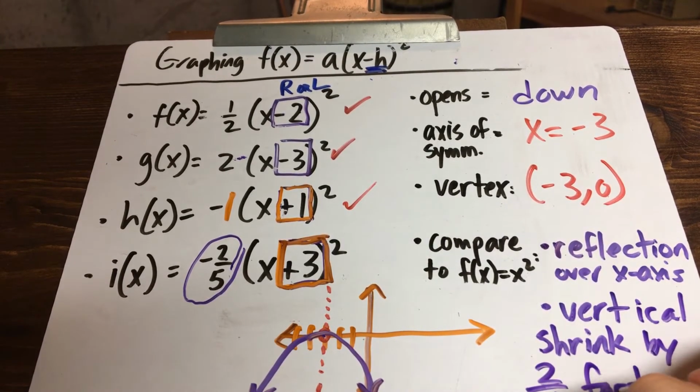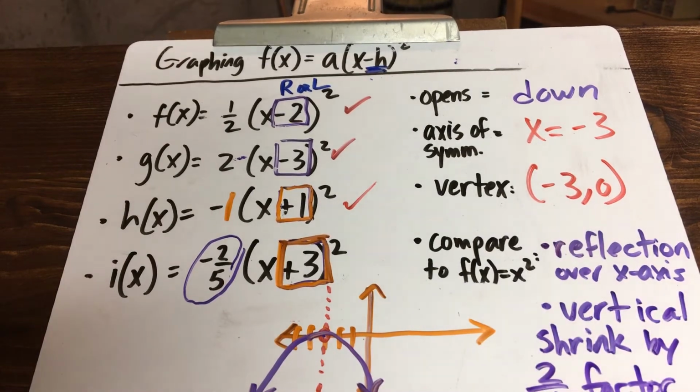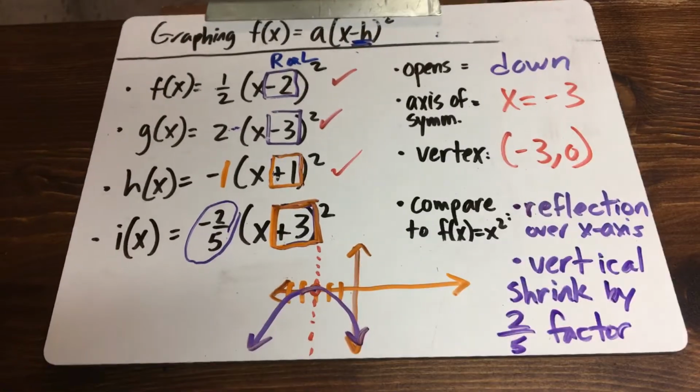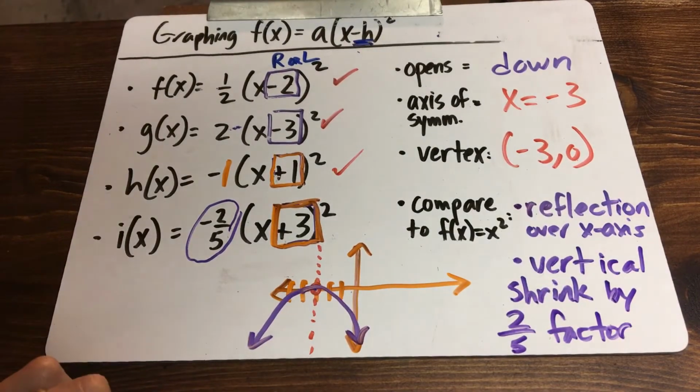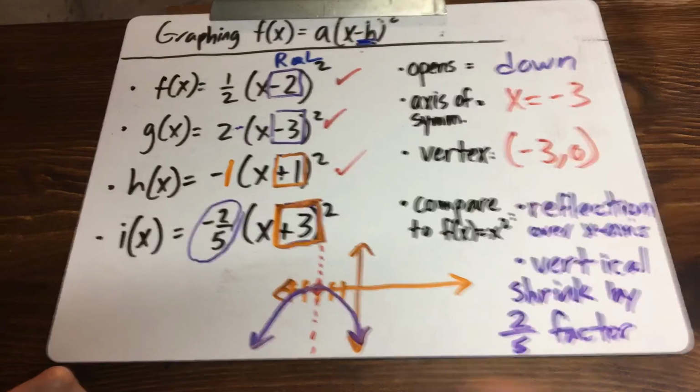Notice I didn't put negative on it. I looked that up the other day in my video. I wasn't sure. Let me move my board there. A vertical shrink by a factor of 2/5. That is just kind of the fancy way of saying, hey, I made it wider than the original one.